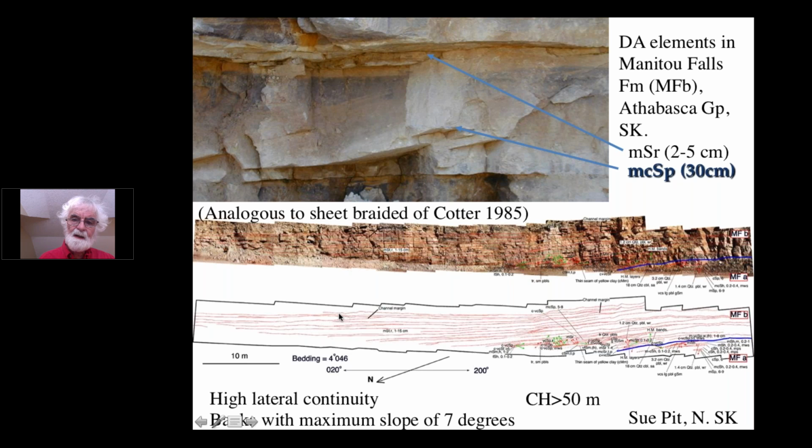The channel margins have dips as low as 7 degrees. So that's the high slope, 7 degrees. So it's understandable when people do not find these in the record. But the grain size is uniform throughout the whole system. There's no mud here whatsoever.